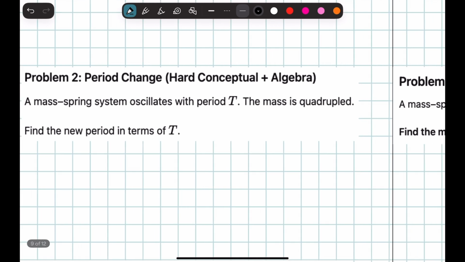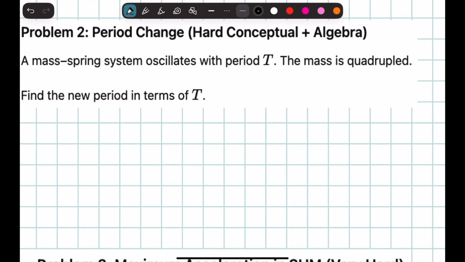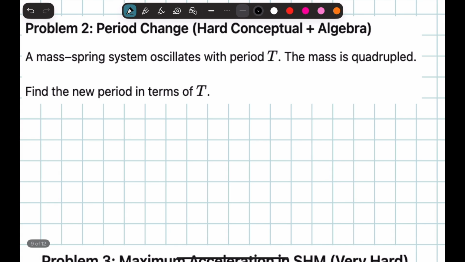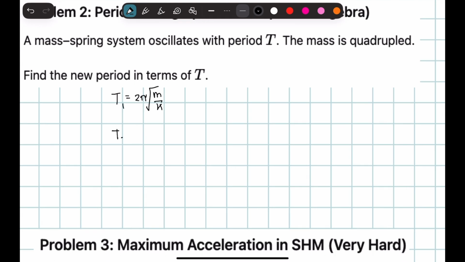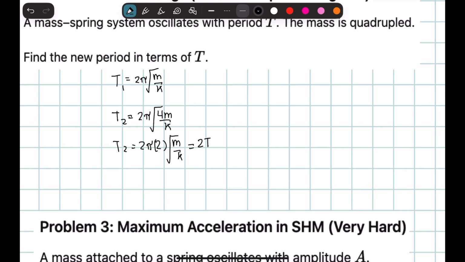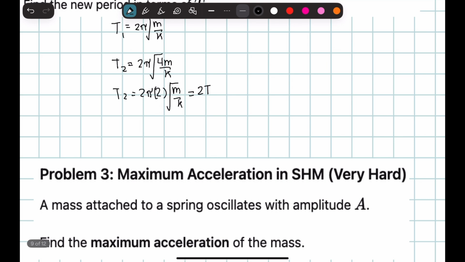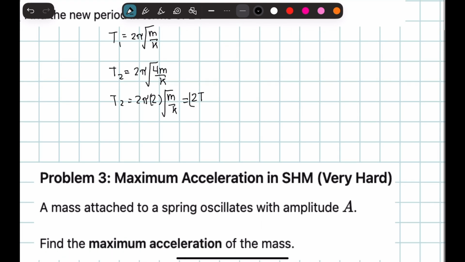A mass-spring system oscillates with a period T. The mass is quadrupled. Find the new period in terms of T. So what's the period formula? The period formula is T is equal to 2 pi root of m over k. Now we want to substitute the new mass, T2. So that's going to be 2 pi times the root of 4m divided by k. Then T2 is equal to 2 pi times the root of 4, which is 2, times root of m over k. That's just going to equal 2T. So therefore, it's going to be 2T.